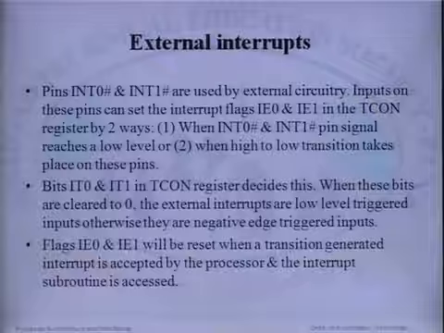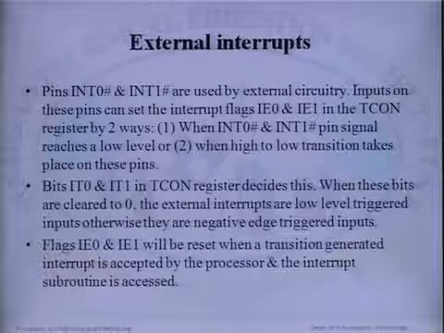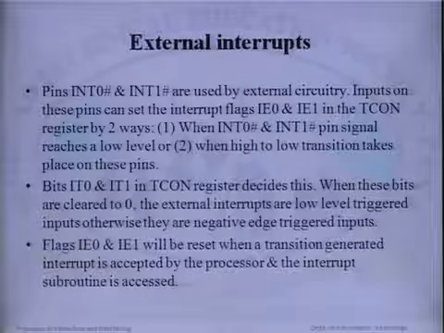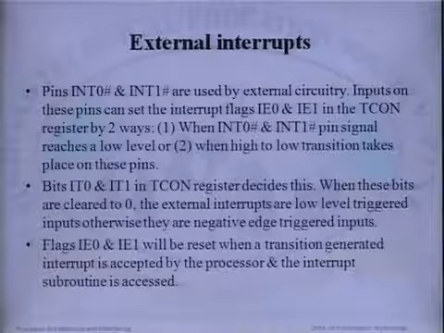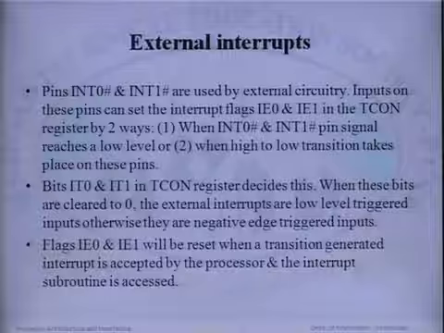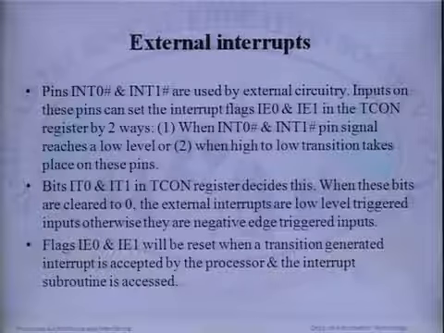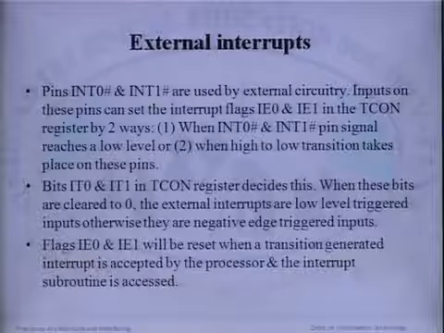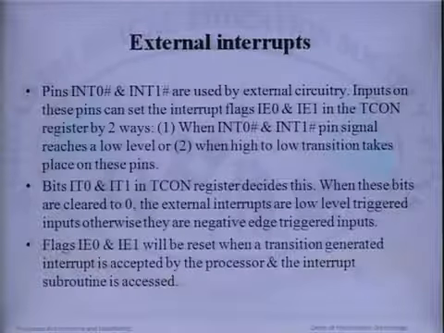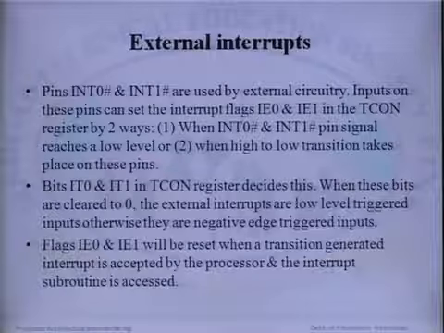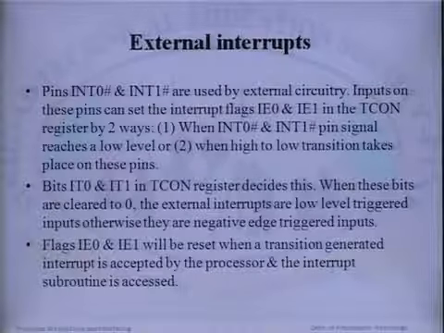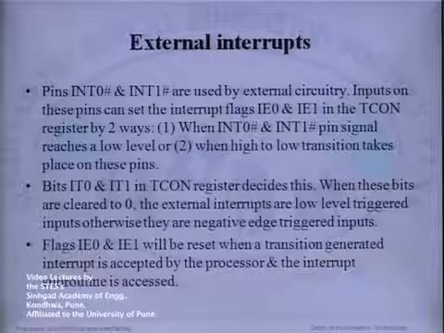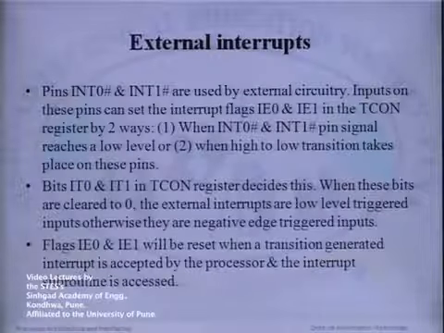Inputs on these pins can set the interrupt flags IE0 and IE1, which are there in the TCON register. They are generated in 2 ways. First is when the INT 0 bar and INT 1 bar pin signal reaches a low level, or the other way is when a high to low transition takes place on the pins INT 0 bar and INT 1 bar. One of these ways is decided by the bits IT0 and IT1, which are there in the TCON register.